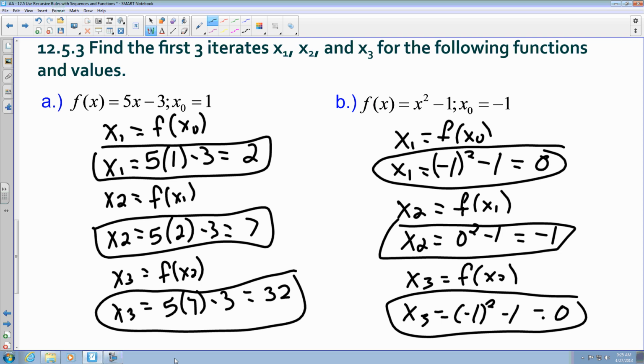And that is being able to use the recursive rule for sequences and functions.